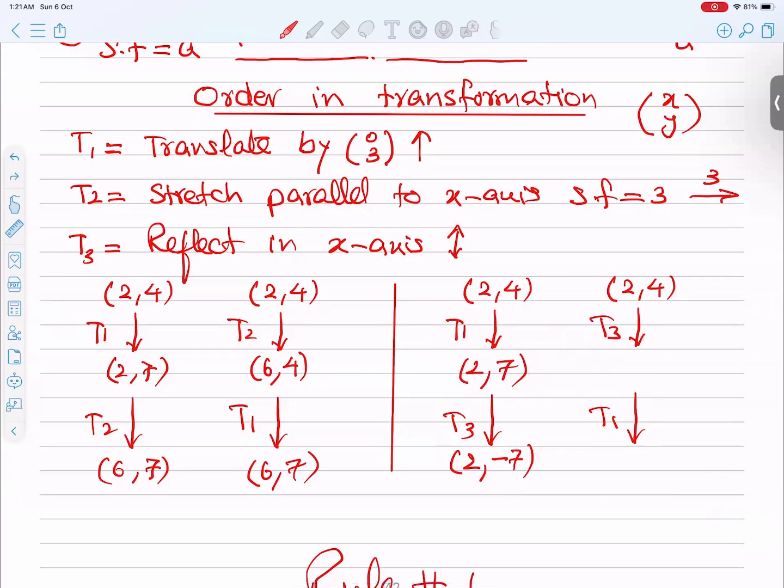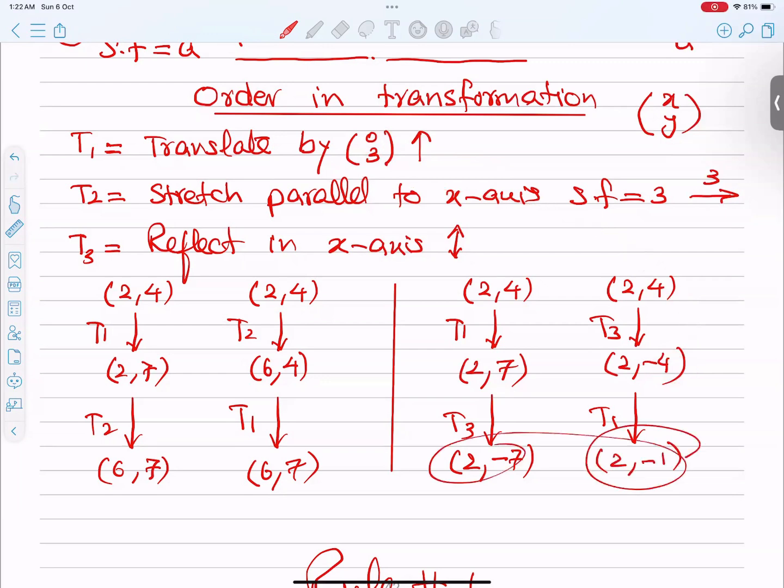So let's try T3. T3 is reflecting in the x-axis first, so (2, -4). As I said before, x remains the same and the y sign will change. And now I'm applying T1, so it means it goes up, 3 units upwards. So I add 3 to this. So 2 remains the same and I get -1. You see, they are not the same. They are different answers. So it means if the order is changed, the answer is different.